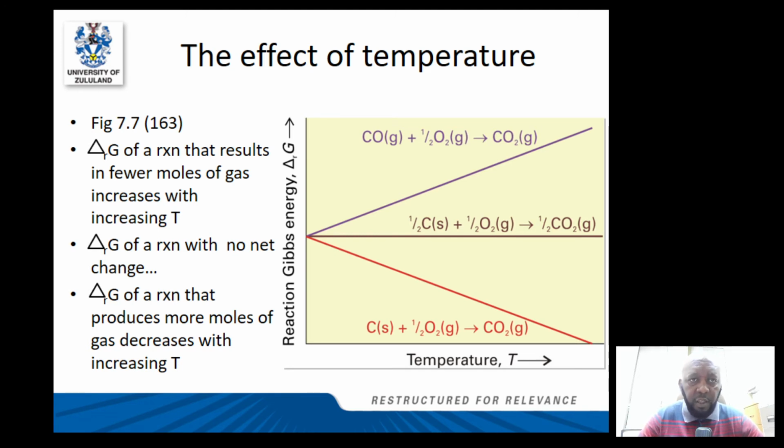So in summary, for the effect of temperature, what is important is the number of moles. If the number of moles is not changing, the reaction Gibbs energy is also not going to change. If more moles are produced on the side of the product, it means our graph is going to increase. But if the number of moles decreases, it means our graph will also decrease.